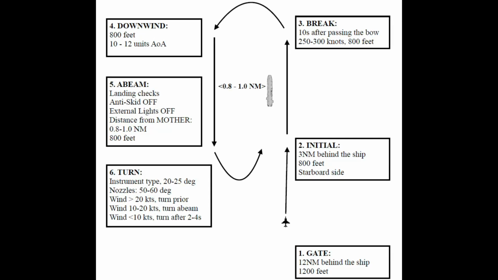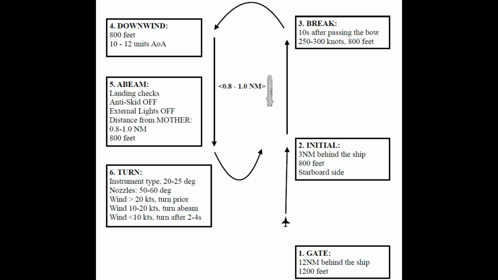The case 2 recovery is flown in a similar manner to case 1, with several differences with regard to altitude. So instead of coming down to 600 in the beam, we maintain the 800 from the initial. So we start at the gate again at 12 nautical miles behind the ship at 1,200 feet. Then as we approach the initial at 3 nautical miles behind the ship, get down to 800 feet, 250 to 300 knots and to the starboard side.